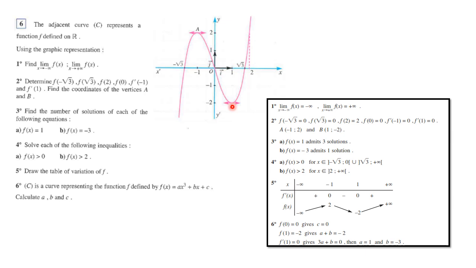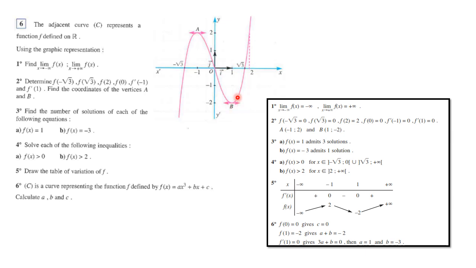So f prime of minus 1 is 0 and f prime of 1 is also 0 because one of them is minimum and the other is maximum. Now what's the coordinates of the vertices A and B? A is -1, 2 and B is 1, -2. So those 2 points represent the extremities of the local maximum and the local minimum.